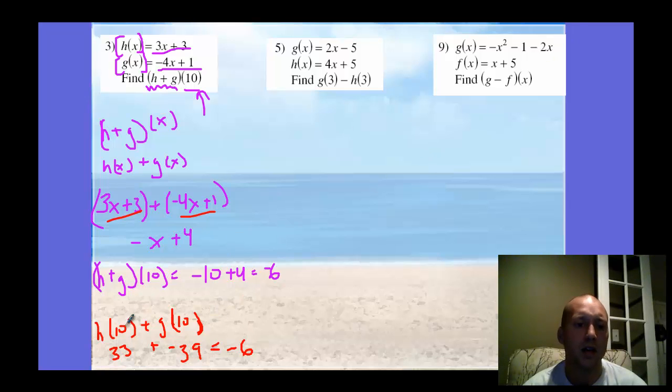A lot of students tend to like to plug in the numbers right away and then use that to find the operation. But I will have some problems, or we will be evaluating problems, that don't have the x value. You have to leave it with your variable and just simplify.